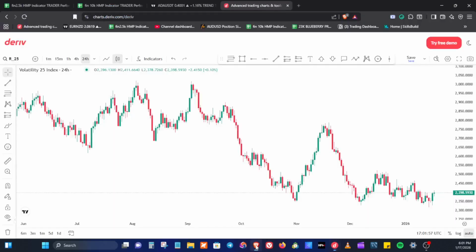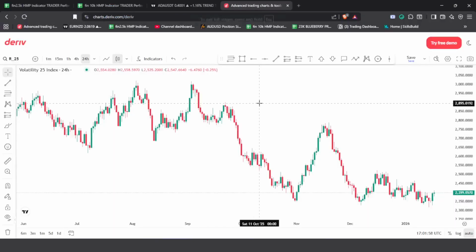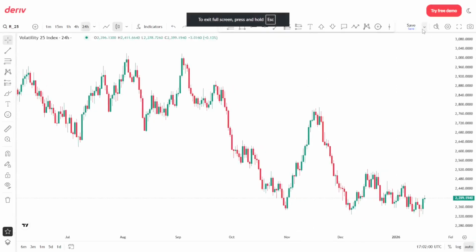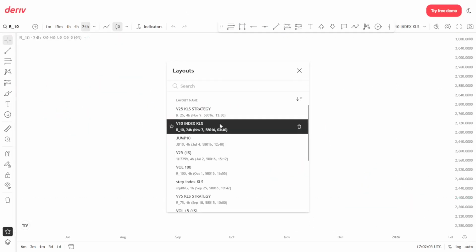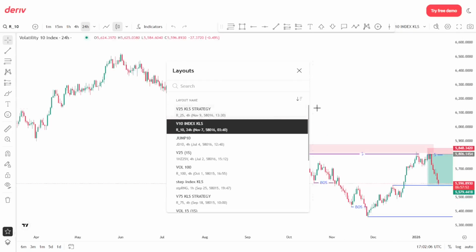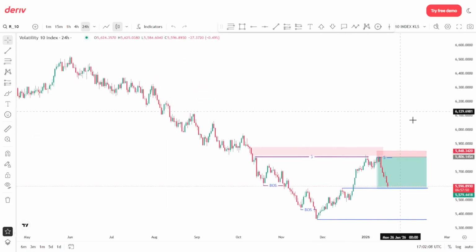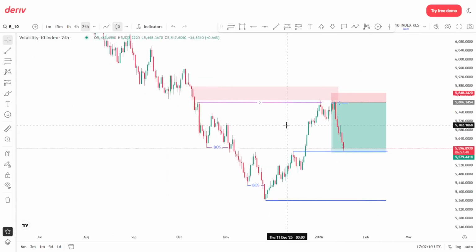So let's go to the setup. And that is V10 Index. Yeah, so this is the setup, and it's very clean, very, very clean.